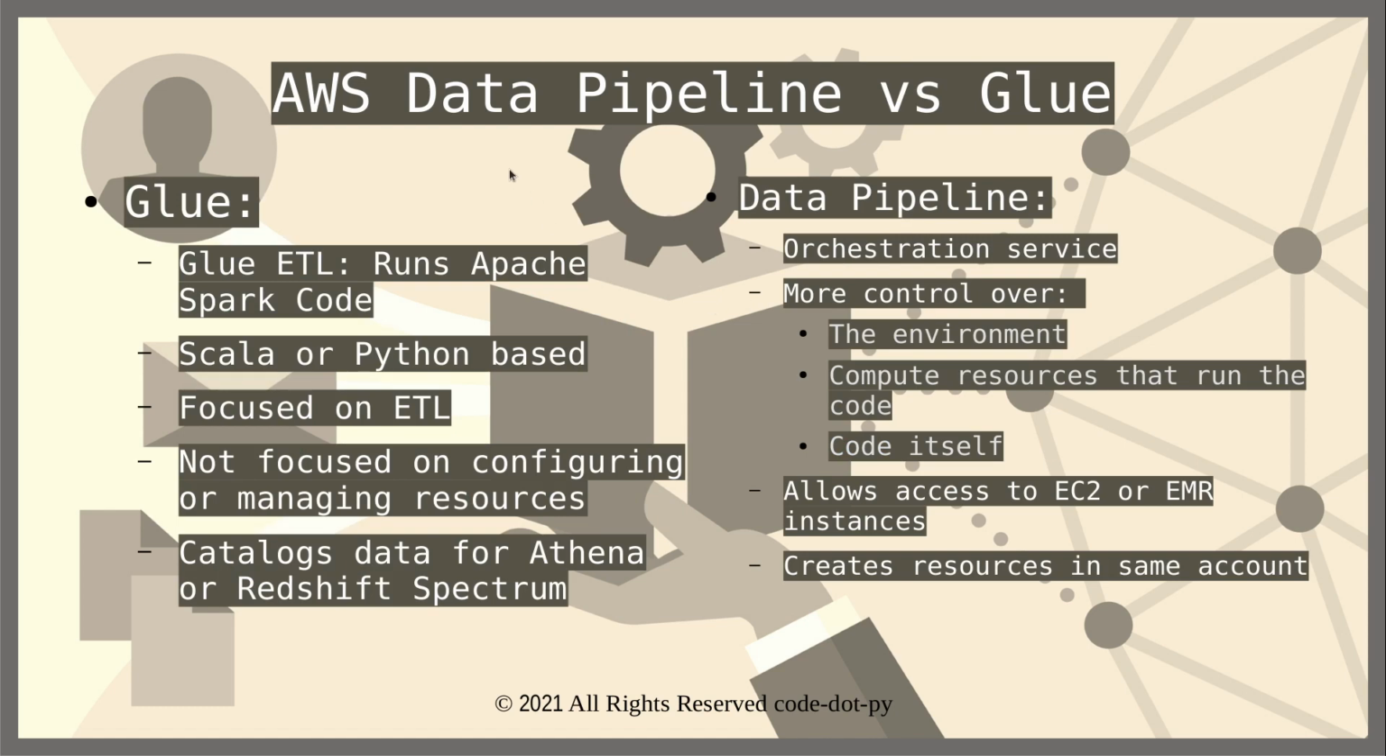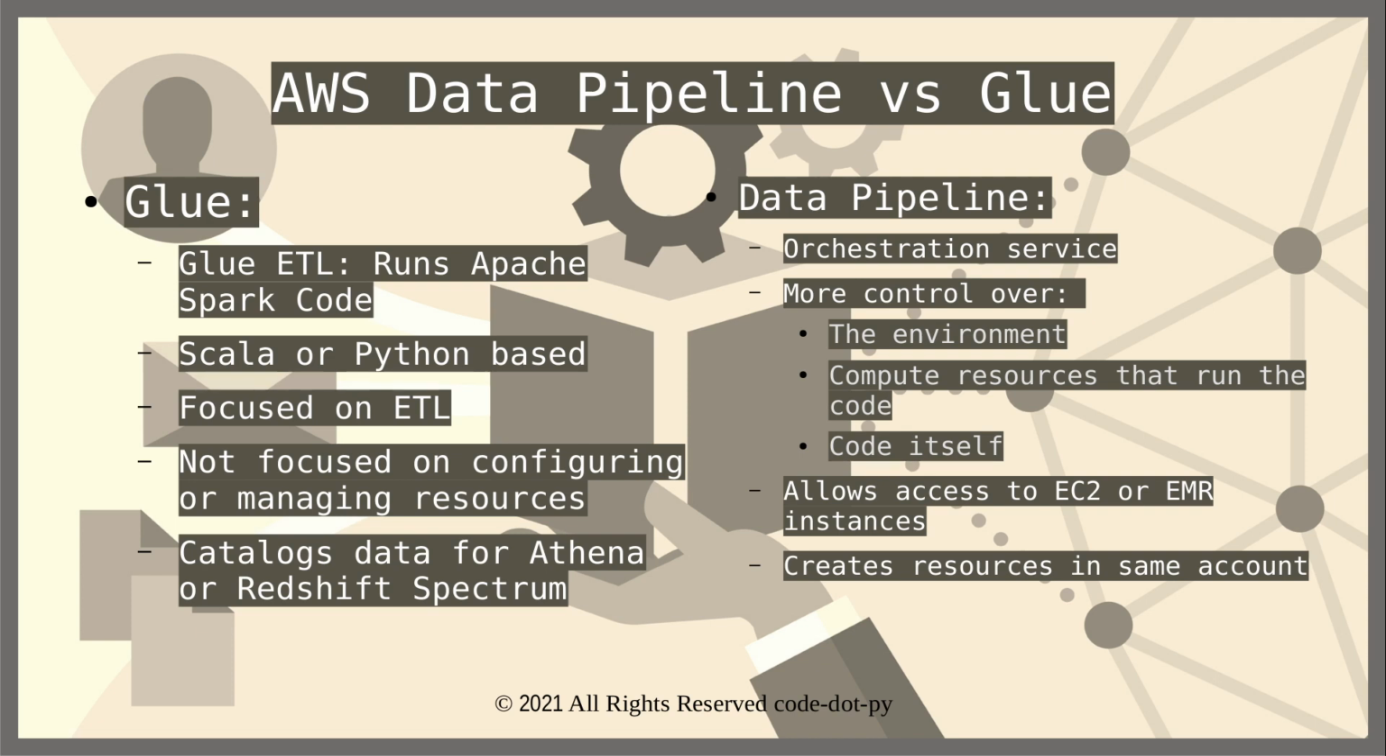Now, if you want to compare Data Pipeline with Glue, Glue is the classical ETL service which runs Apache Spark code. The code could be Scala or Python based. It is purely focused on performing the ETL operation, that is to extract, transform and load data. It is not focused on configuring or managing the resources, and it also catalogs the data so that the data can be used by Athena or Redshift Spectrum, for example.